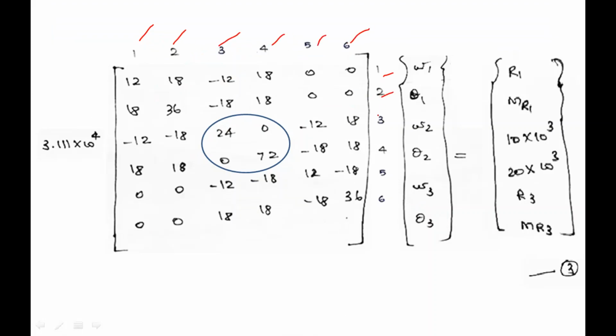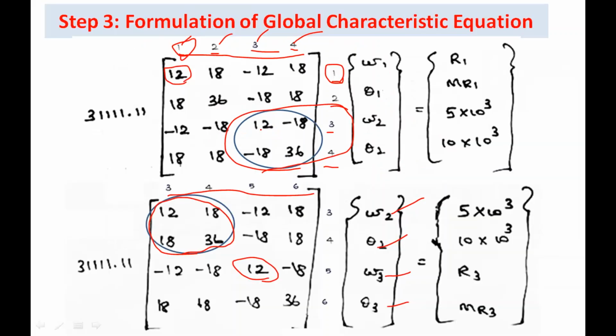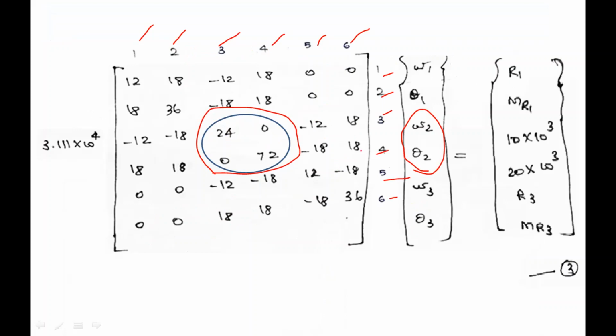Here also we used this row number. This is the common elements for degrees of freedom W2 and theta 2. The elements in this common degree of freedom added here, you see 12 plus 12 is 24, minus 18 plus 18 is 0. So here minus 18 plus 18 is 0, 36 plus 36 is 72. That is why we are getting like this.